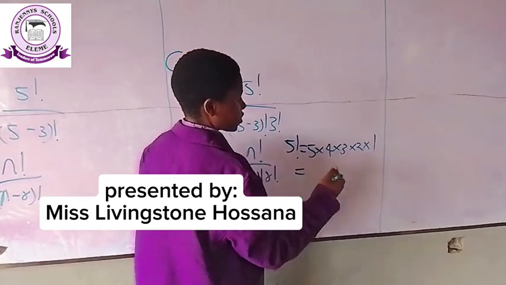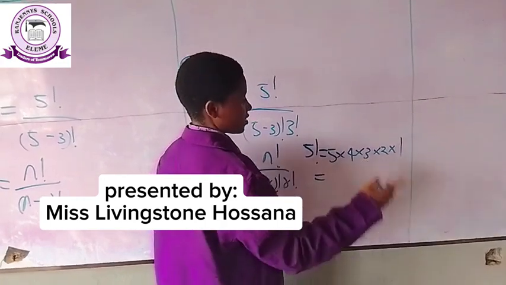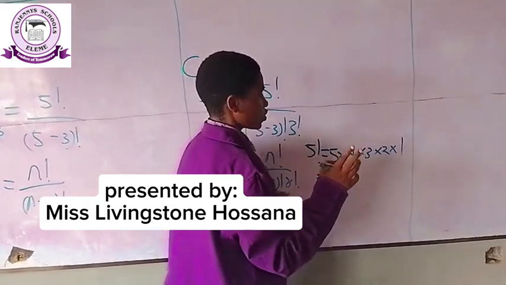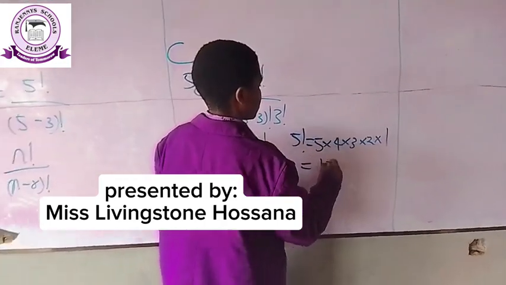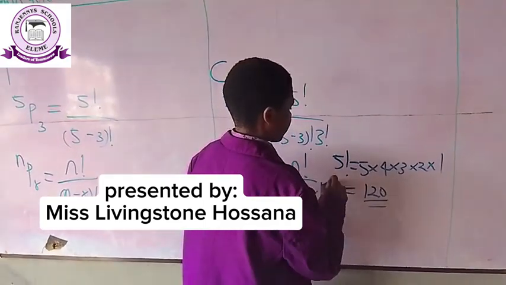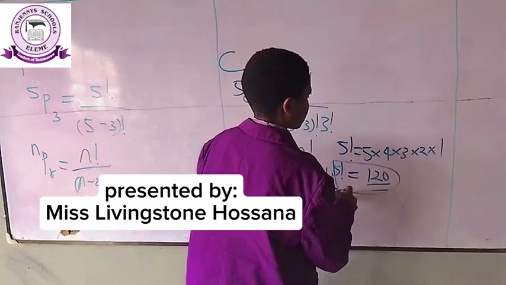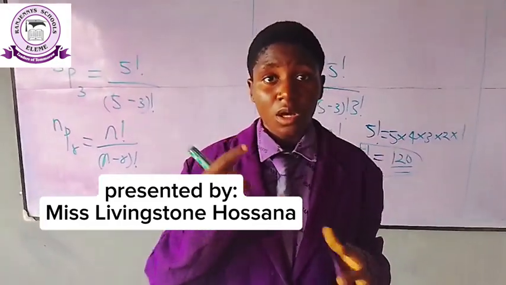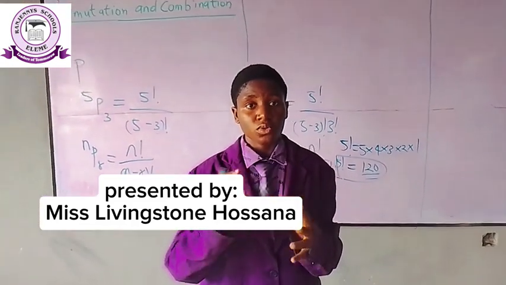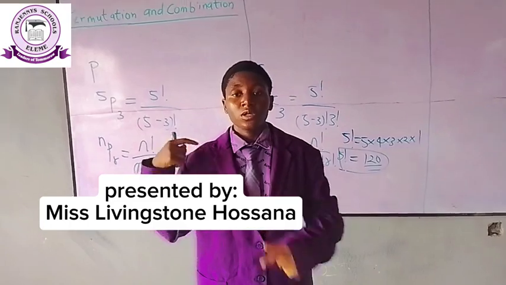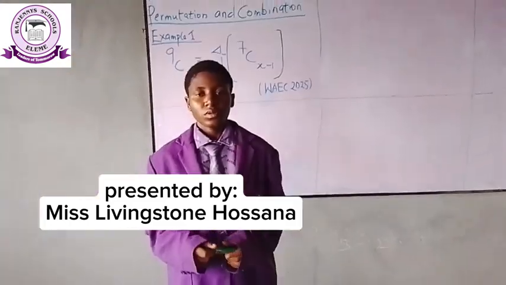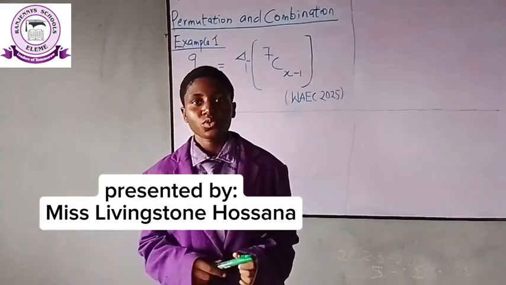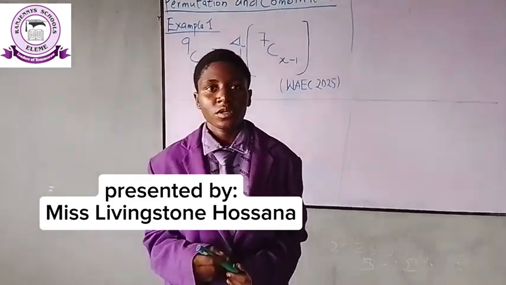5 times 4 is 20. 20 times 3 is 60. 60 times 2 is 120, and 120 times 1 is 120. So 5 factorial is equal to 120 ways. But today I would like to take two questions on permutation and combination. Okay, this will be our first question for today.